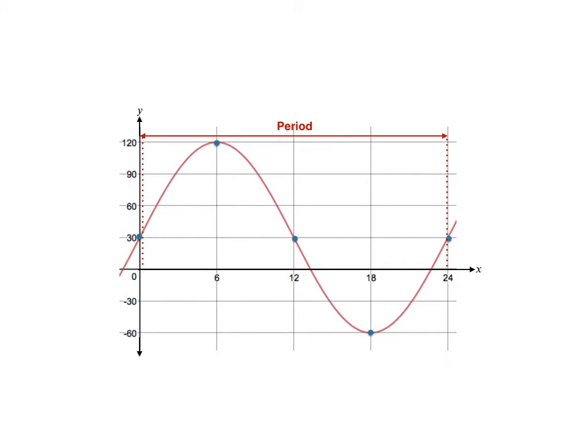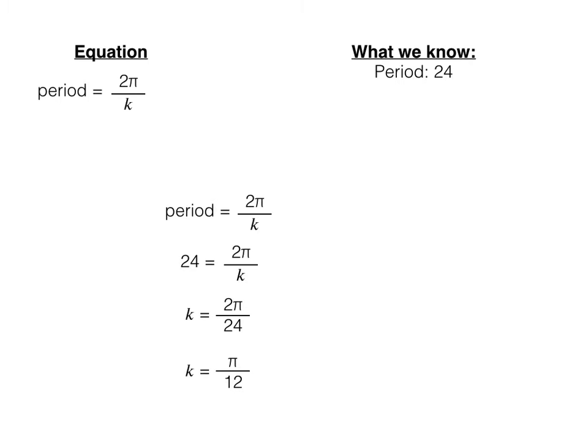We can now use the following equation to determine the horizontal stretch. Period equals 2 pi over k. We note that the period is 24. So 24 equals 2 pi divided by k. K equals 2 pi divided by 24. Therefore, k equals pi divided by 12.